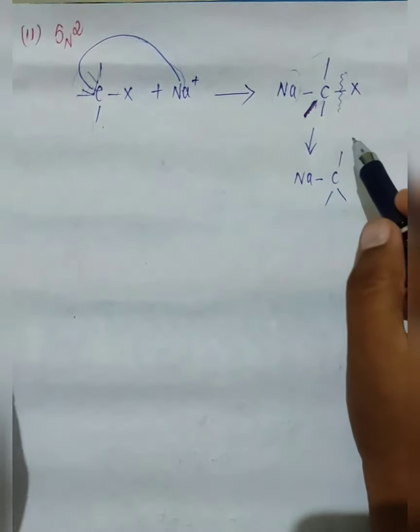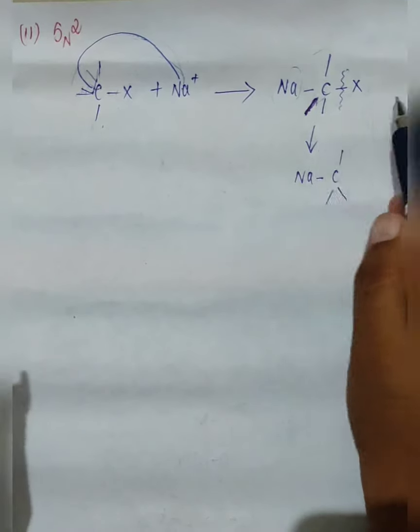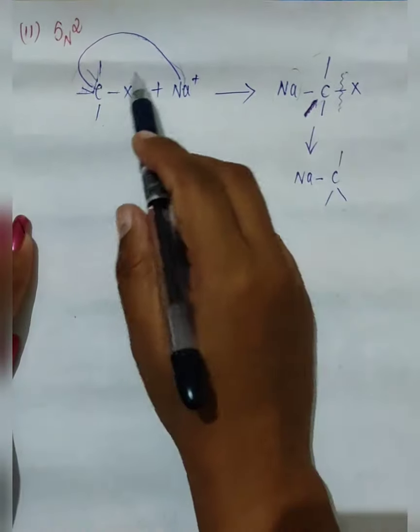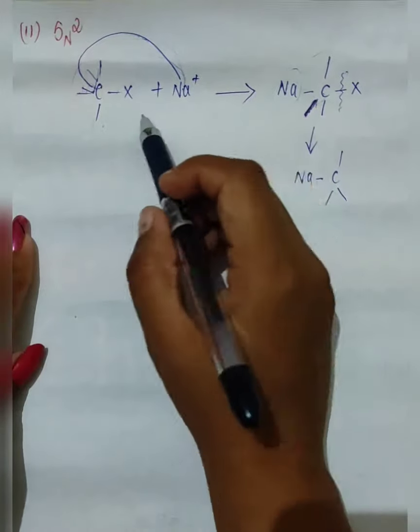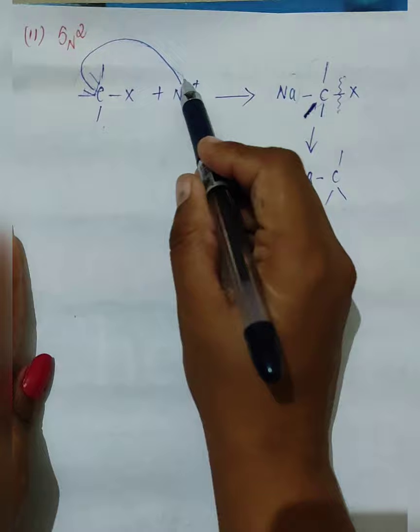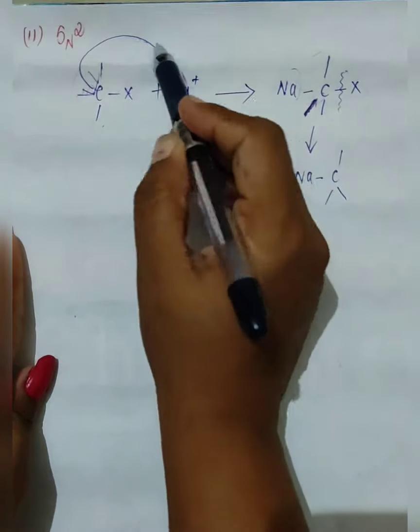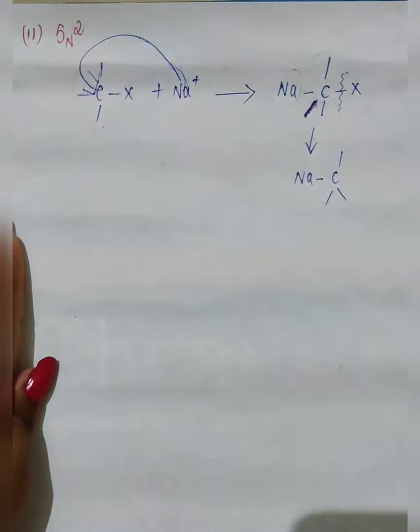Now in this, only inversion is possible. Retention is not possible. You can see here why retention is not possible, because Na cannot attack here because the halogen is present. It can attack only from the back. That is why inversion is possible, no retention is possible.